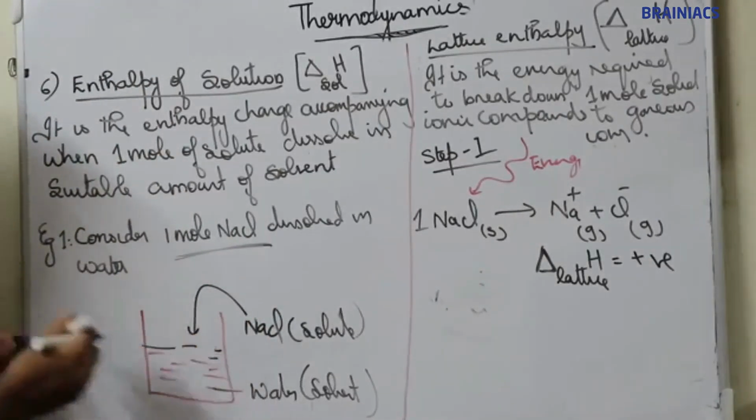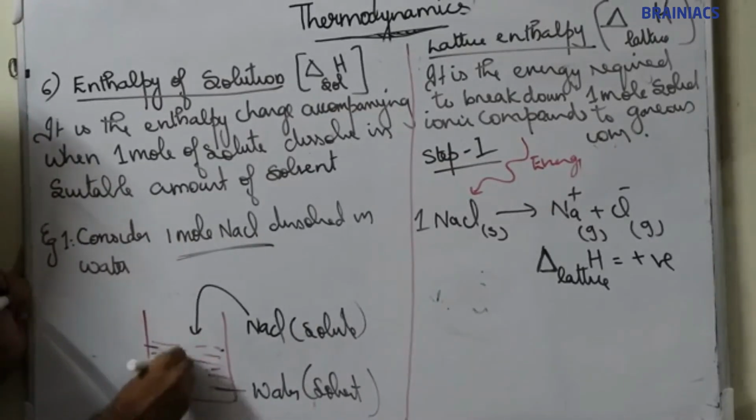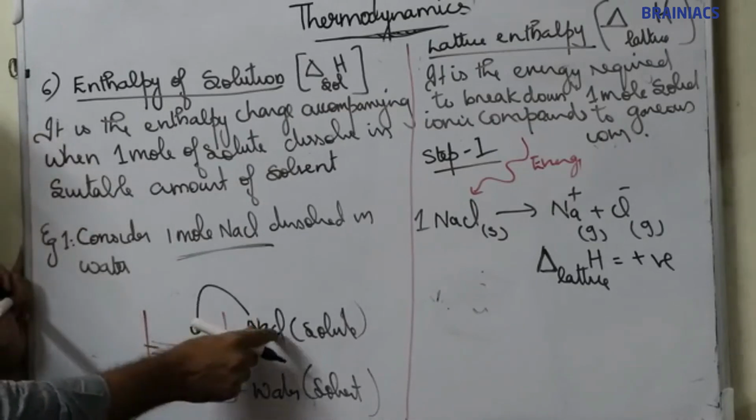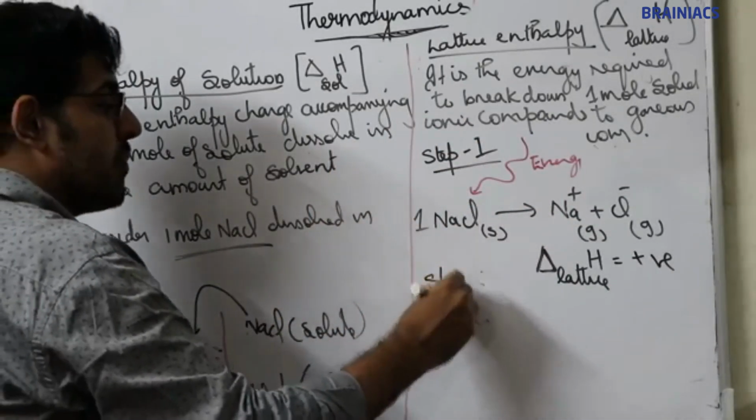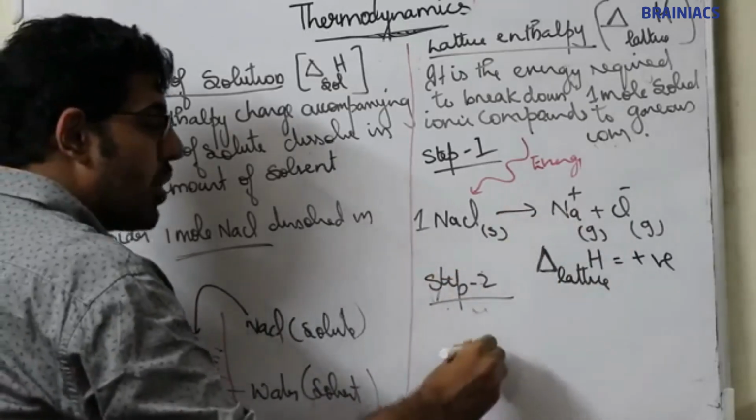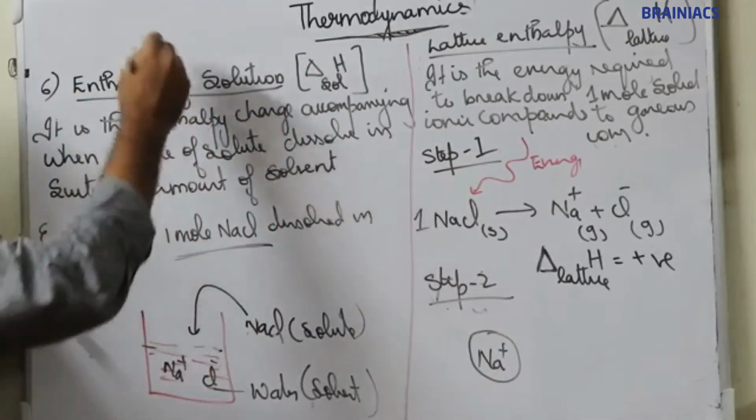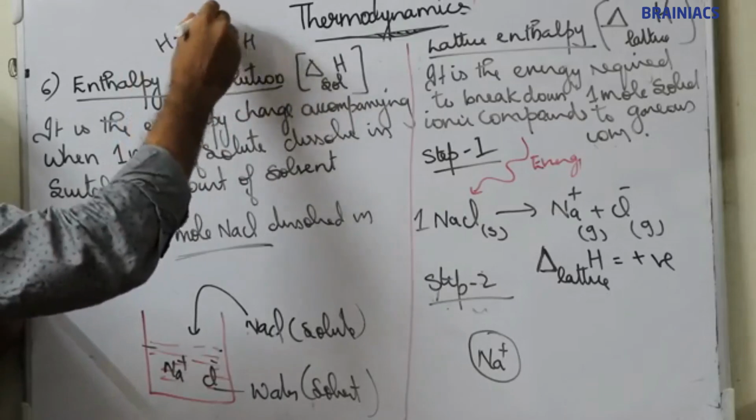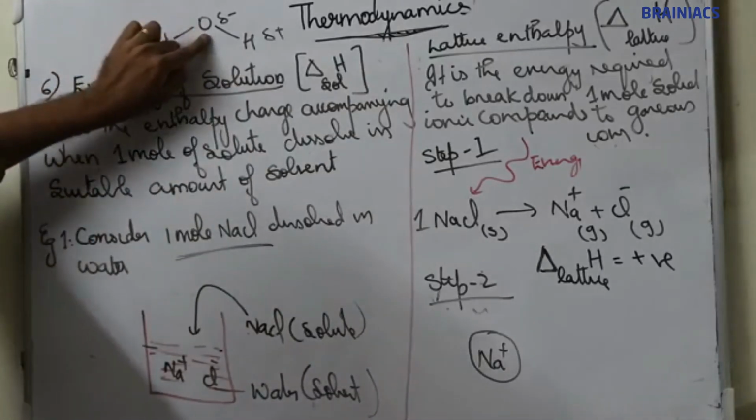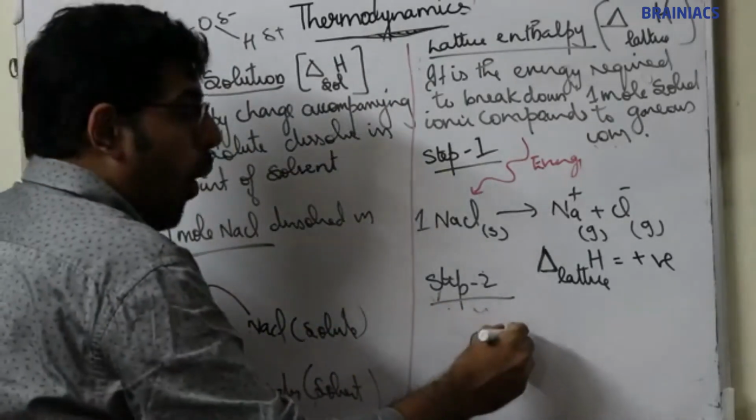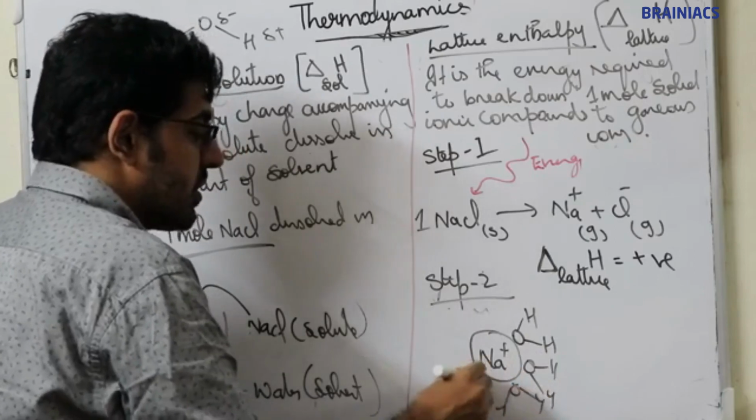Now this NaCl exists as Na plus and Cl minus. In water, NaCl breaks down to form Na plus and Cl minus in the gaseous state. Step 2: this Na plus is surrounded by water molecules. This is a positive charge. When we consider water, oxygen has a negative charge and hydrogens have a positive charge. So the oxygen part of water will surround this sodium ion.